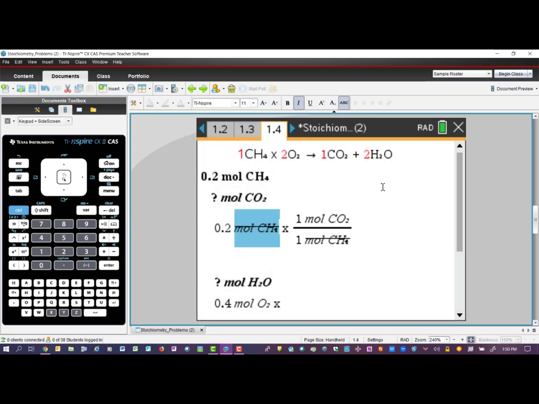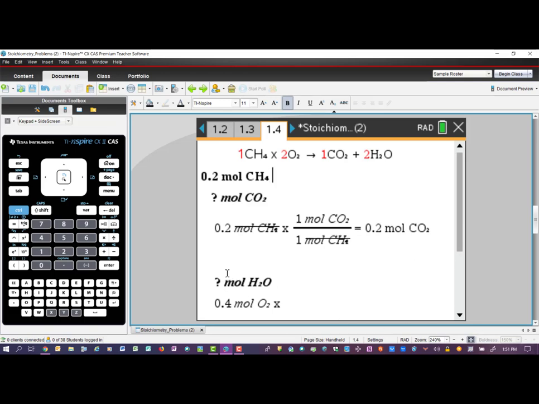Okay. And then that's going to leave us with moles of CO2, which is what I was asked to calculate for. Well, obviously 1 divided by 1 is going to be 1, so you multiply everything across and divide by everything on the bottom. So 0.2 times 1, that's going to equal 0.2 moles of CO2. Go get my 2 subscript, and that would be your answer.